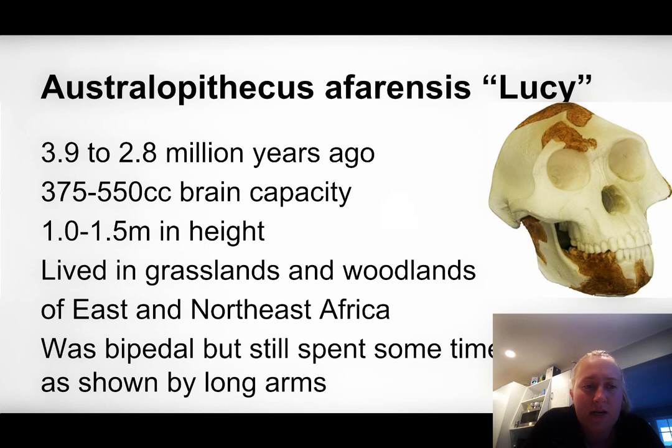Brain capacity ranges quite a bit from 375 to 550 cc's. A lot of that is to do with that Lucy species has a very high amount of sexual dimorphism. So the males probably had the bigger brains and the females were a lot smaller and probably had the smaller brains. Their height was between 1 meter and 1.5 meters, so still pretty small.